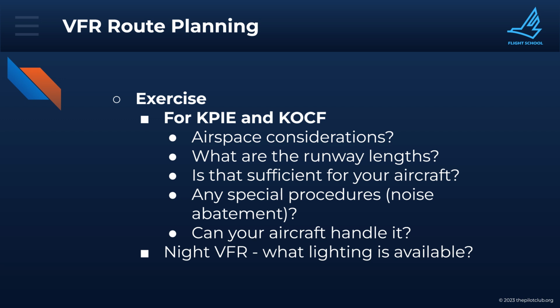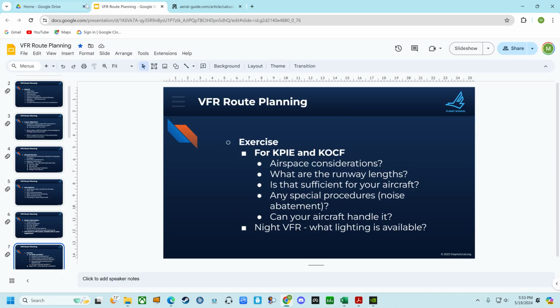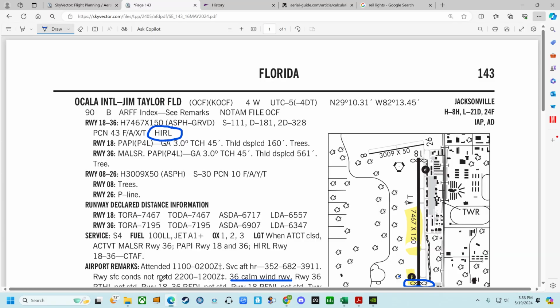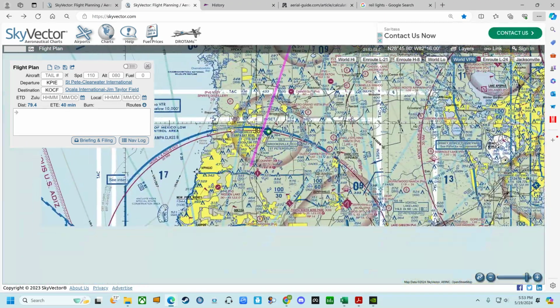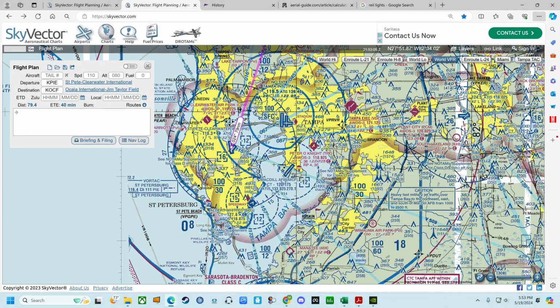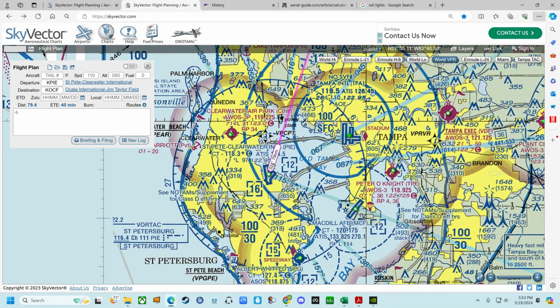So again, when we just did this from KPIE to KOCF, we looked at our airspace considerations. Actually, we're going to do that right now. We looked at our runway lengths, if it's sufficient for your aircraft, and what special procedures. So in terms of knowing your airspace, what we need to be careful of here is that Class Bravo going out of St. Petersburg here.